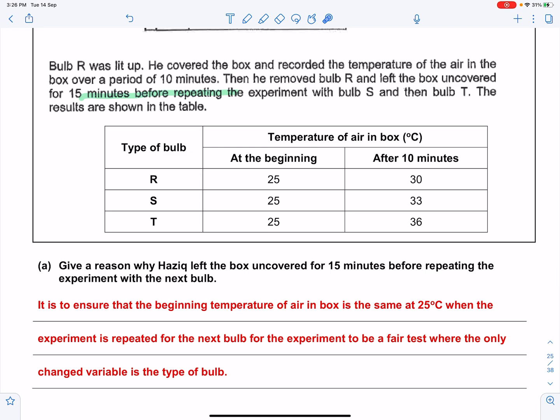So if you read the answer, it is to ensure that the beginning temperature of the air in the box is the same at 25 degrees when the experiment is repeated for the next bulb, for the experiment to be a fair test. You see, it's all the same. If not, it wouldn't be. If not, you think about it, bulb R after 10 minutes is 30. So if I straight away start, it will be at 30. Okay?